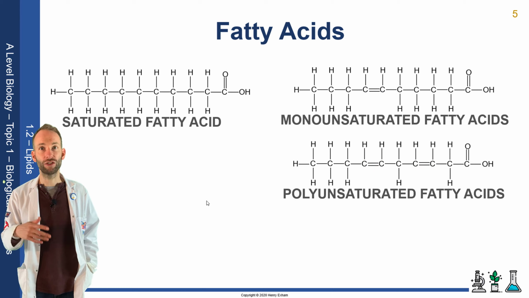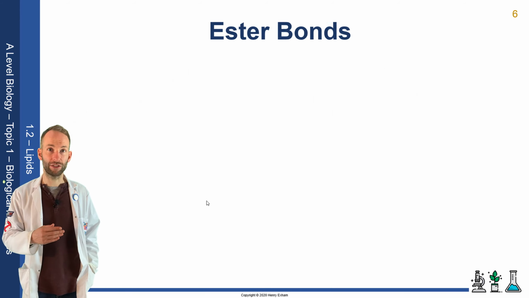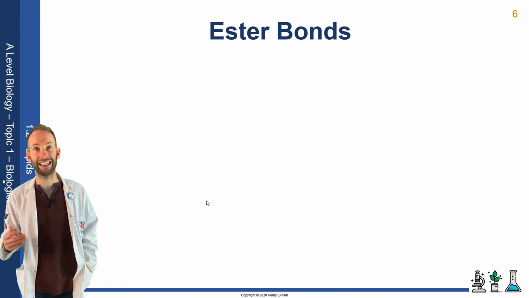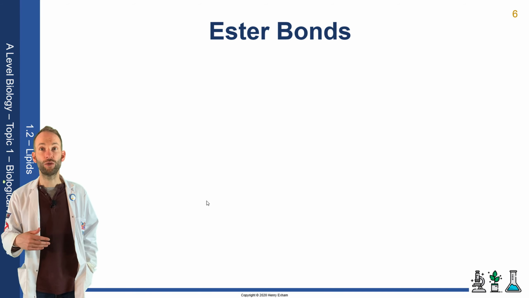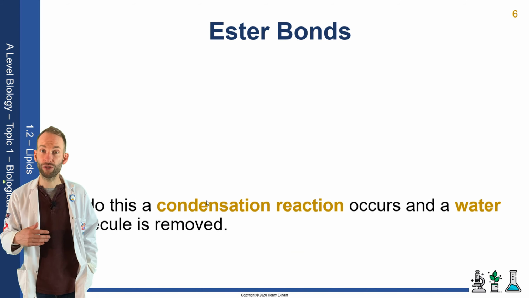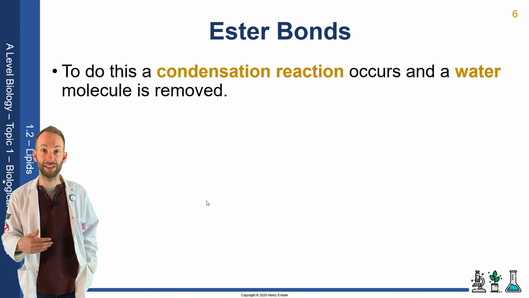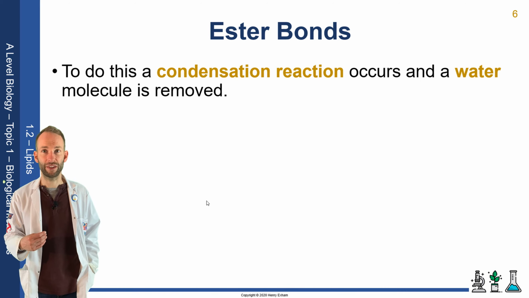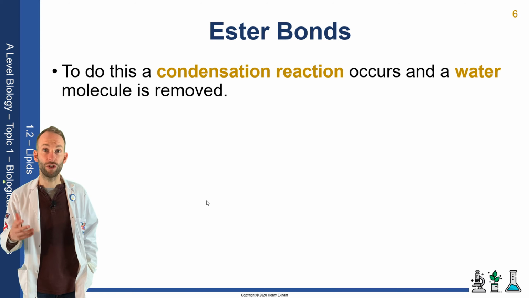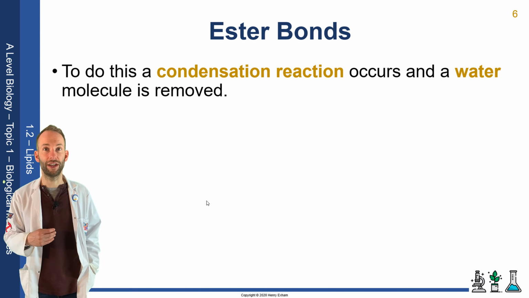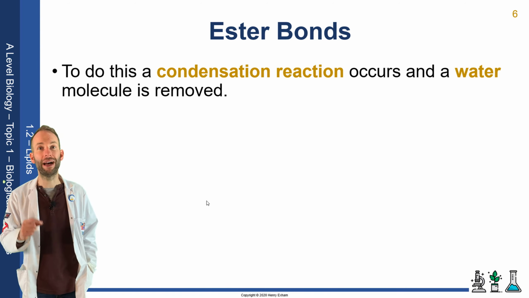To make a fat or an oil, you need to combine one of those glycerols with one or more fatty acids. And to do this, you've got to do something called a condensation reaction. Now, we're going to come across condensation reactions in lots of the biological molecules that we're going to study. This is the first one we're looking at here, okay? And a condensation reaction removes water, okay? You take water away and you form a new bond.